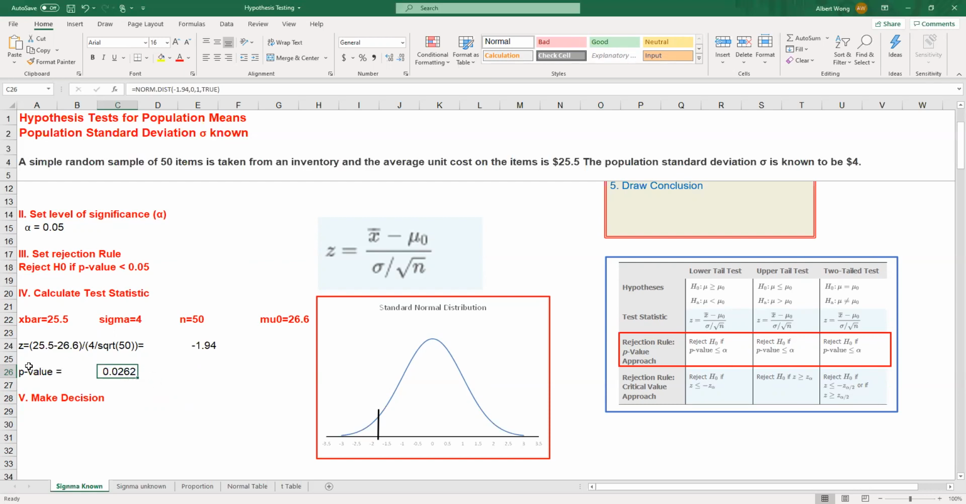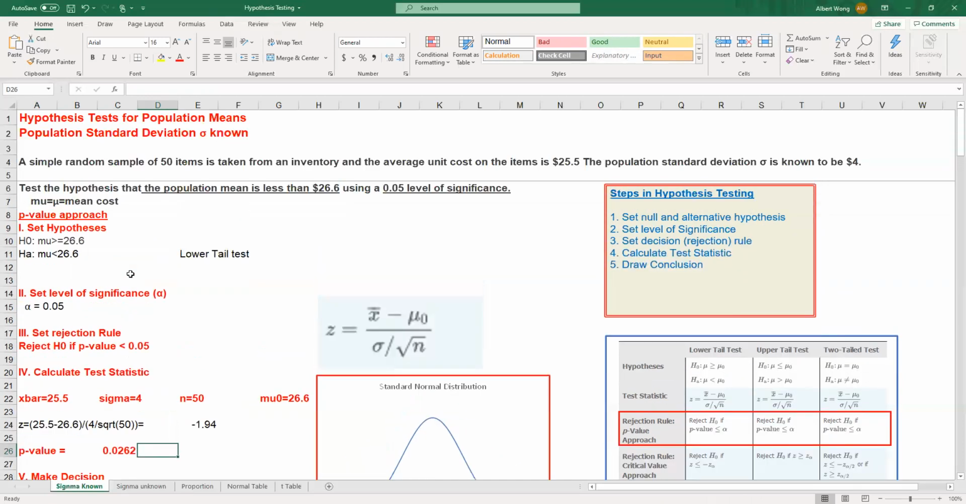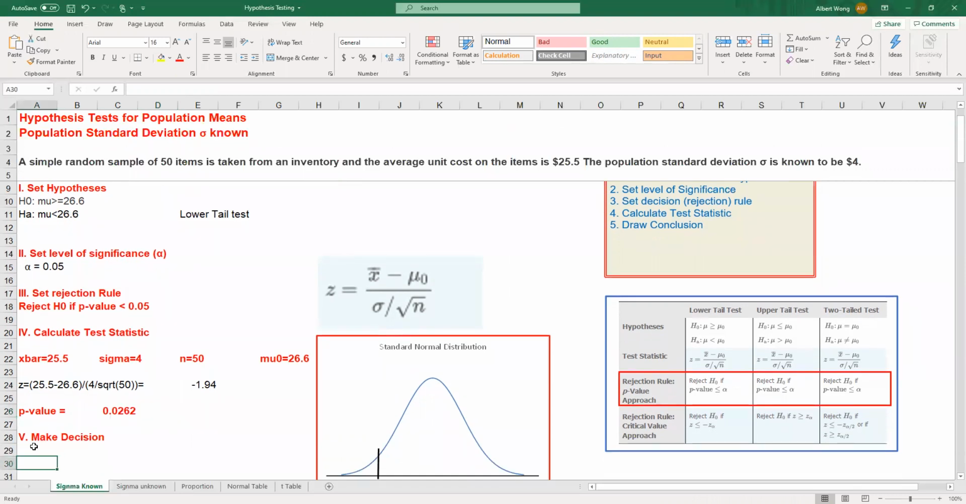So now that we have calculated the test statistic and the p-value, we can use the decision rule to make decisions. The rejection rule says that we will reject H0 if the p-value is less than 0.05. Well, is the p-value less than 0.05? Yes, 0.0262 is less than 0.05. So therefore, we can conclude that the null hypothesis is not true and the alternate hypothesis is true. So this is what we're going to write. You say we have sufficient evidence to conclude.